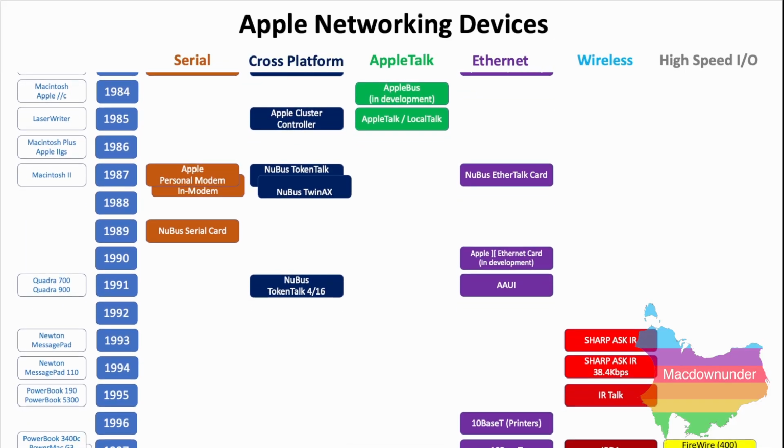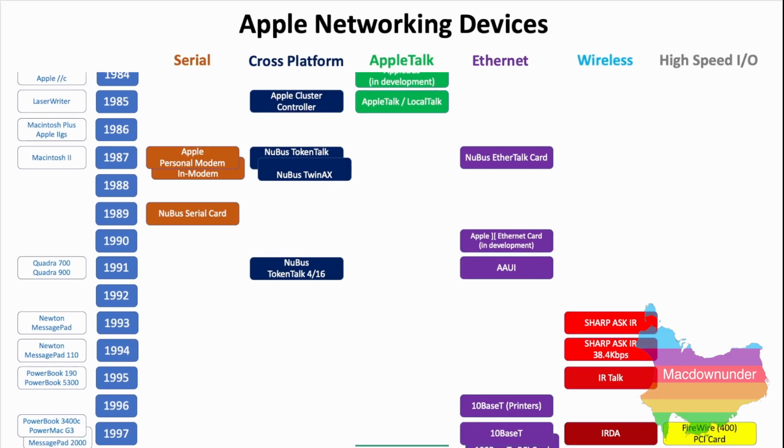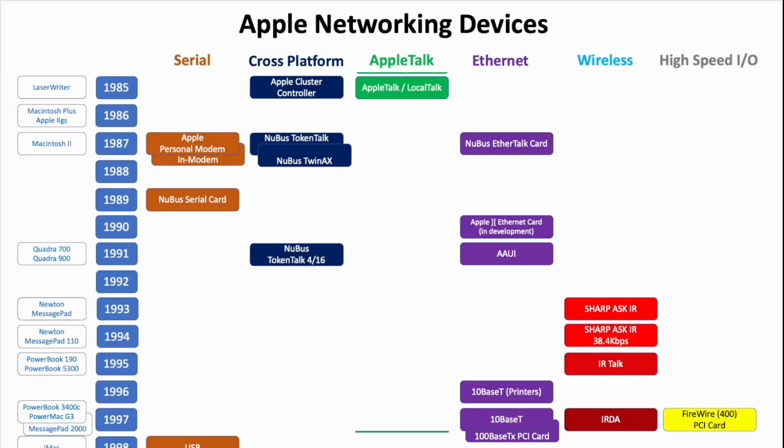In 1996, Apple signaled its move away from the AAUI connector that it introduced in 1991 to the ubiquitous 10BASE-T. It did this first in its printer line. In 1997, with the launch of the PowerBook 3400C and the beige PowerMac G3, we saw 10BASE-T being introduced, and we saw FireWire 400 being introduced as a PCI card option.